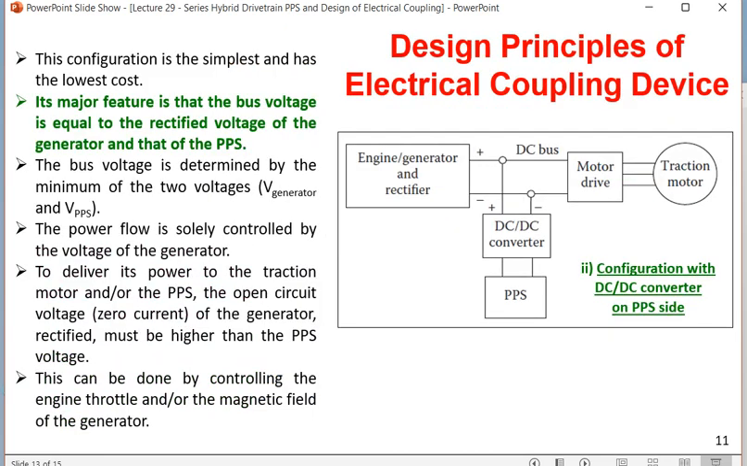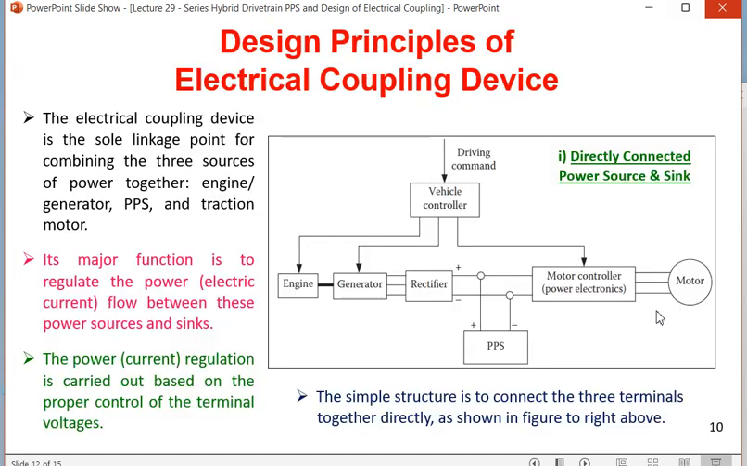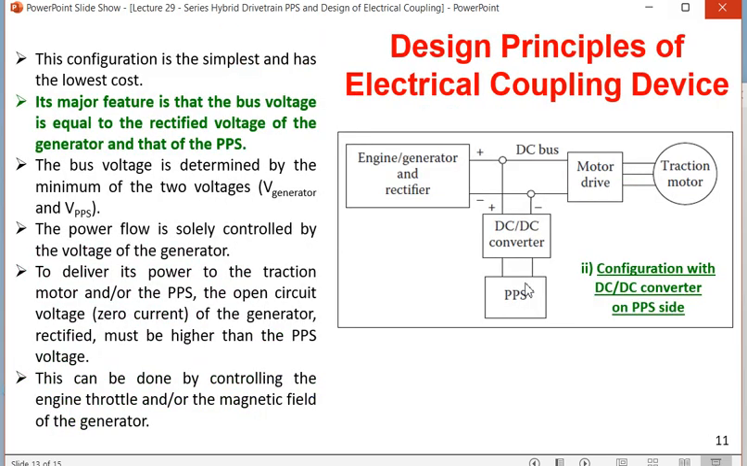So now we are in the second configuration, which is the configuration with a DC to DC converter on the PPS side. Here there was no DC to DC converter. In the second case, there is a DC to DC converter, and it is with the PPS. So this configuration is the simplest and lowest cost. Its major feature is that the bus voltage is equal to the rectified voltage of the generator and that of the PPS. That means the total bus is the rectified voltage from the generator and the voltage of the PPS. The previous case was also like that. The bus voltage is determined by the minimum of the two voltages, V generator and V PPS.